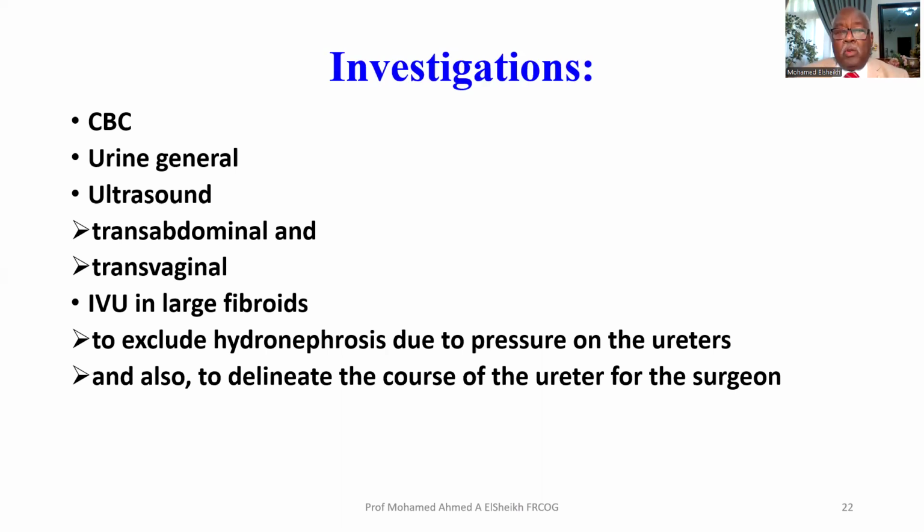Sometimes when doing myomectomy or doing surgery on quite a big fibroid, we'll find that it has distorted the normal course of the ureter. And thus you may injure the ureter if you don't see it with an IVU. So sometimes with large fibroids, we make an IVU, put it in the theater, and when you start your surgery, you see the course of the ureter and you avoid damaging it.